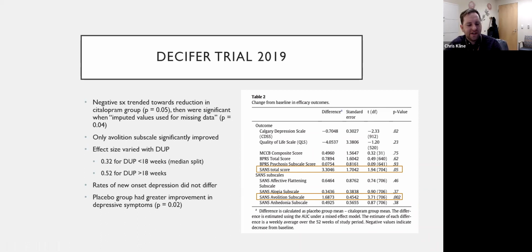The rates of depression did not seem to differ per group. And the placebo group actually had greater improvement in depressive symptoms, though the authors think that this wasn't clinically significant based on effect size.